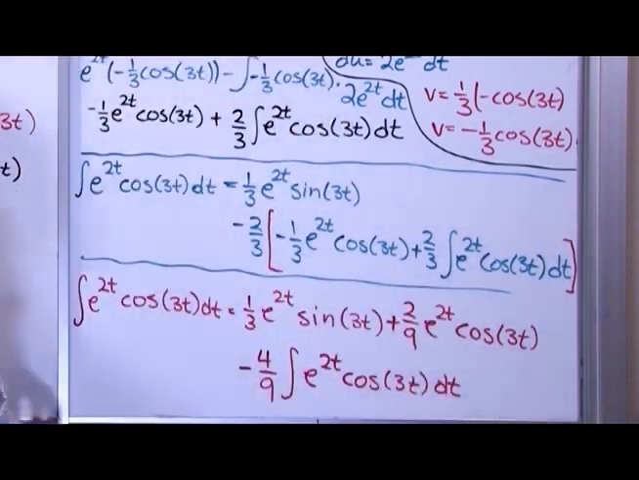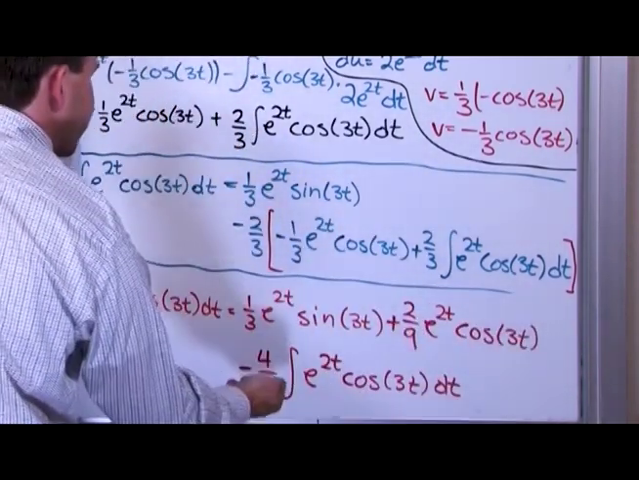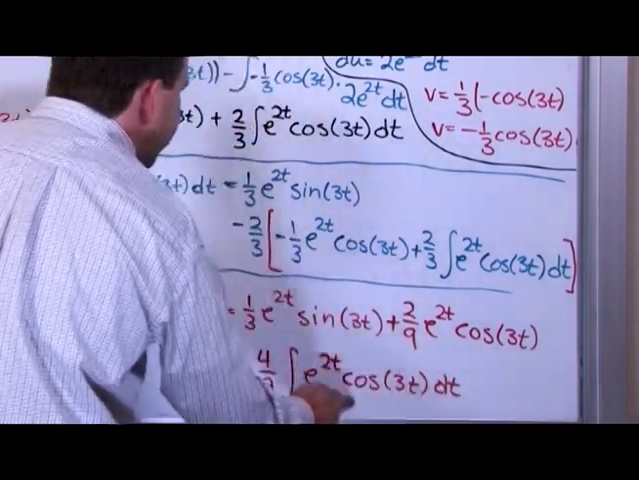Now look at what we've actually got here. We have integral e to the 2t cosine 3t dt is equal to 1/3 e to the 2t sine 3t. Just double checking before I get too far. What we have is all of this is equal to all of this junk. But look at what we have. We have another term on the right-hand side with exactly the same integral that we're trying to find.